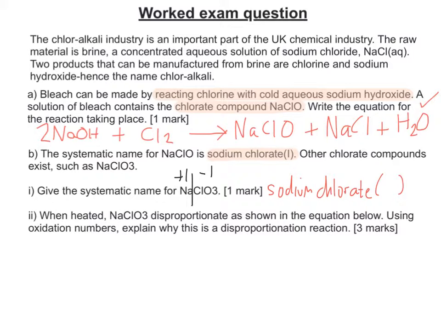So what I mean by that is that's 3 lots of -2, because oxygen is always -2. So if you have 3 lots of -2 and you need to make it up to -1, that must mean that the chlorine is +5. So therefore, we put in a Roman numeral V for 5.